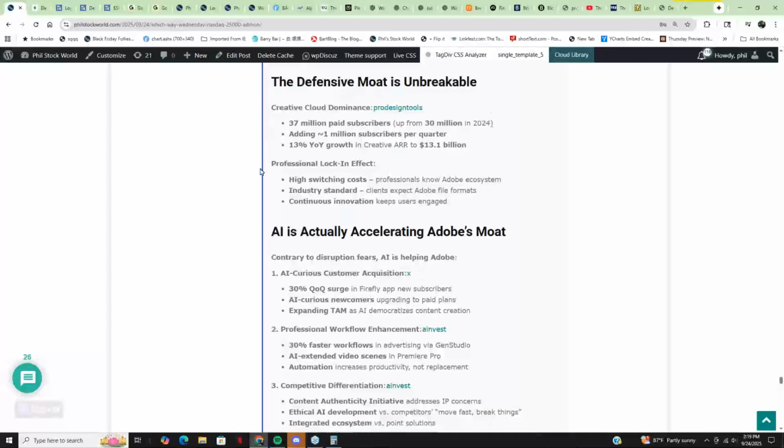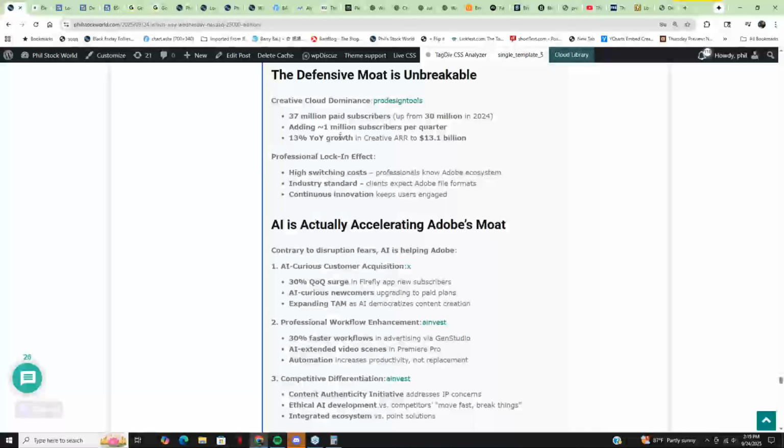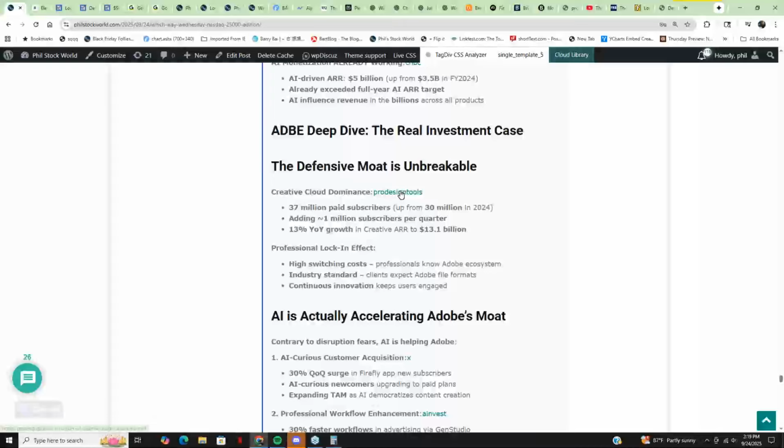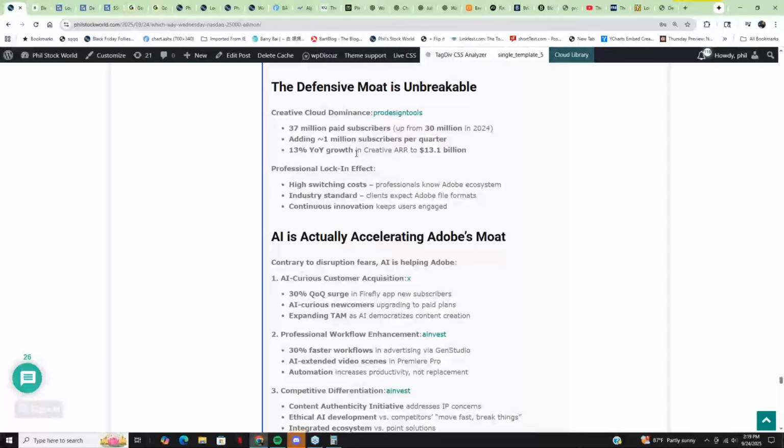37 million subscribers, blah, blah, blah. Okay, so yeah, there's a good point, right? The defensive moat is unbreakable. Creative Cloud dominance, 37 million paid subscribers, up from 30 million last year. So they've gained 20% subscribers since last year. They're adding 1 million subscribers per quarter, 13% annual growth.